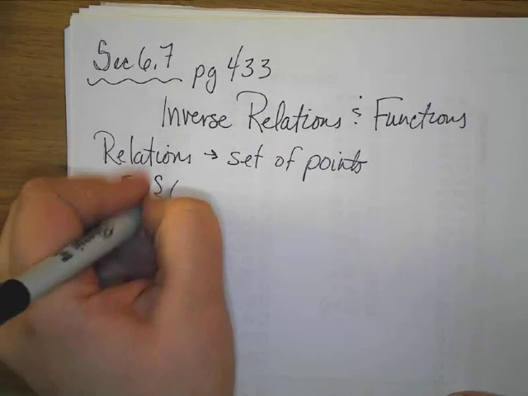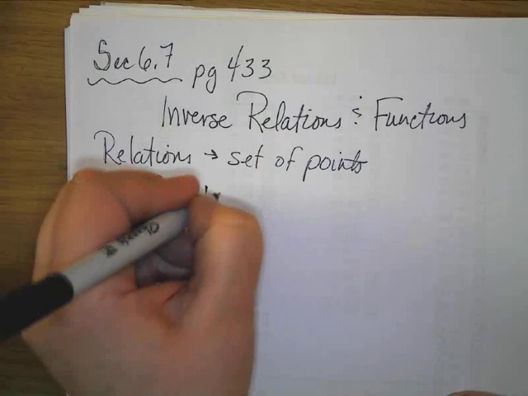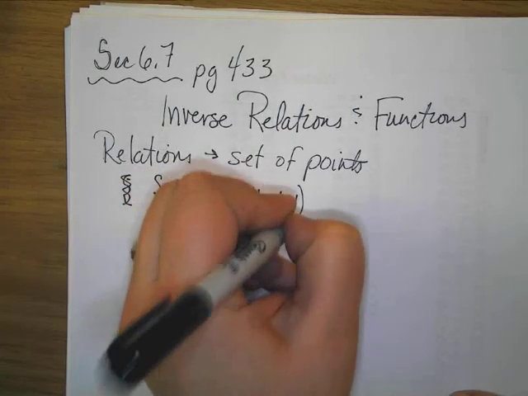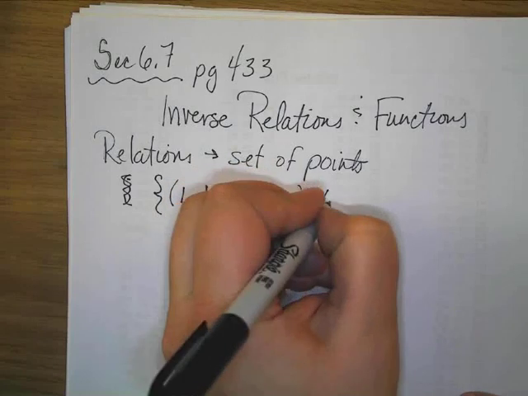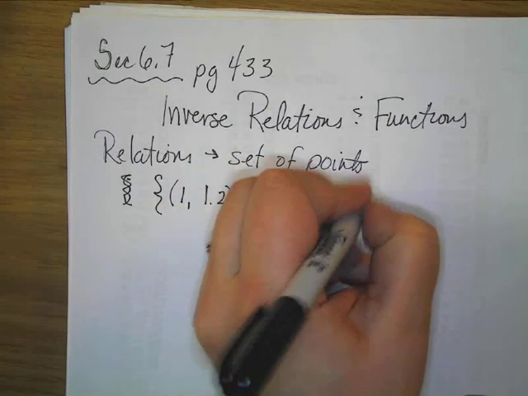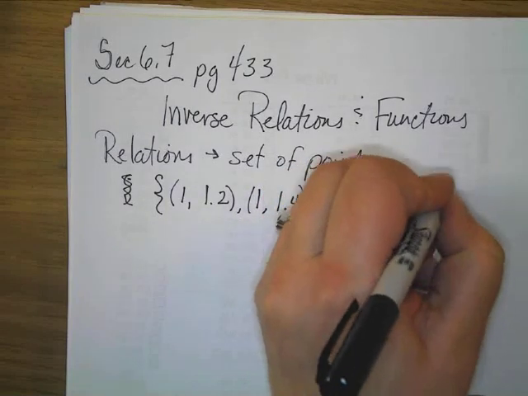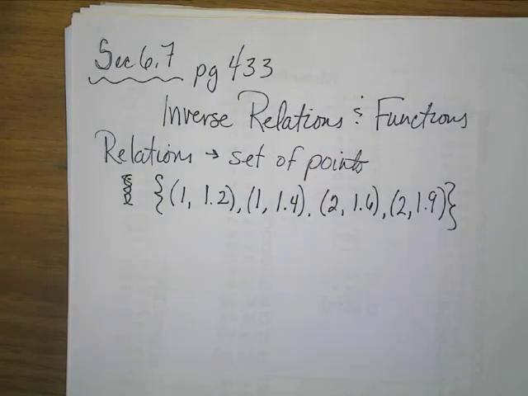Let's say I gave you (1, 1.2) and (1, 1.4). And I gave you (2, 1.6) and (2, 1.9). That is called a relation. It's just a set of points. Okay? Now, a lot of times we want to know, is this a function?